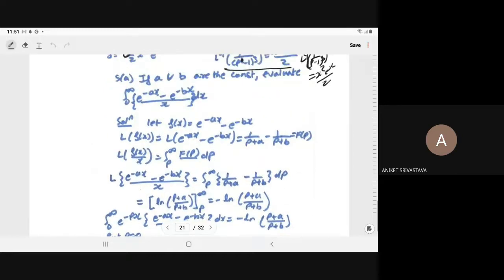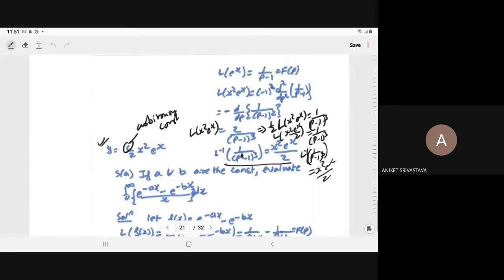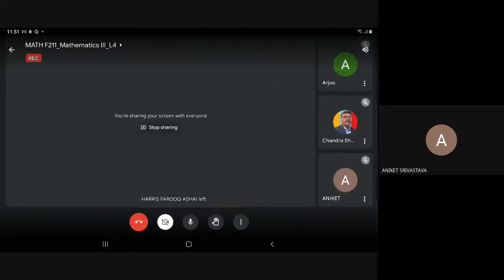For any doubt from today's lecture, because this question is very important. Last question is very important. Any portion you want to revisit, please ask me. Arju, Aniket, any doubt?